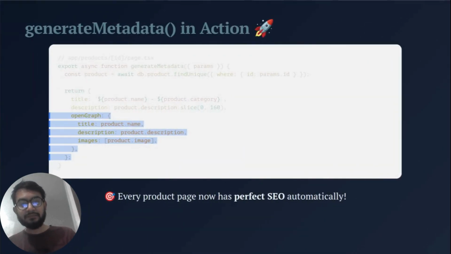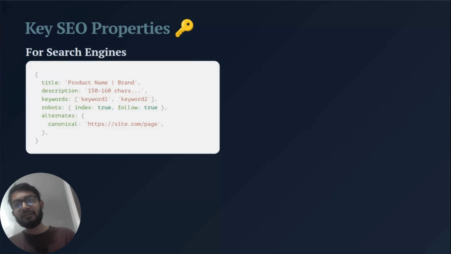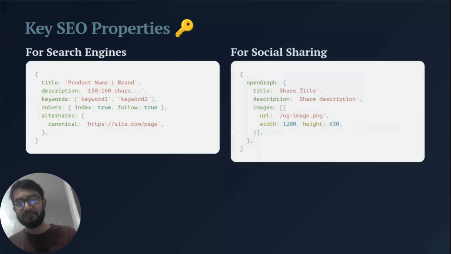Well, there are some key SEO properties you need to know. For search engines, the title can be product name and brand, and the descriptions should be 150 to 160 characters, and you can define some keywords, so that when someone searches by some keyword, then Google will actually show your page results at the top. So it is very important to set proper keywords.